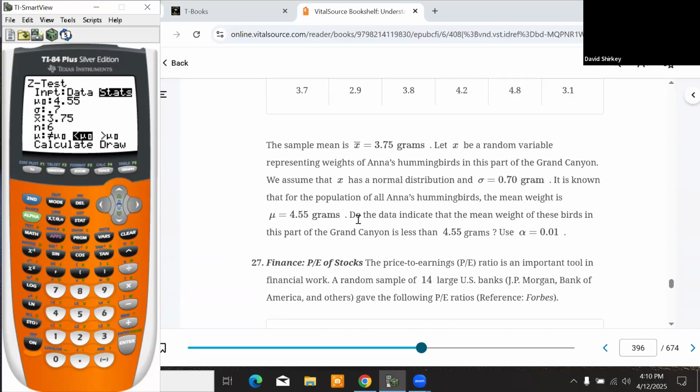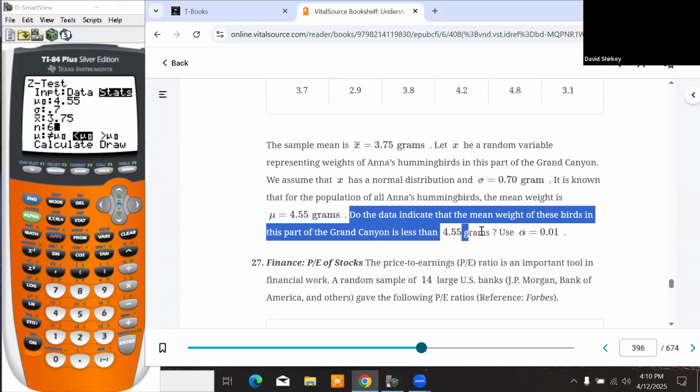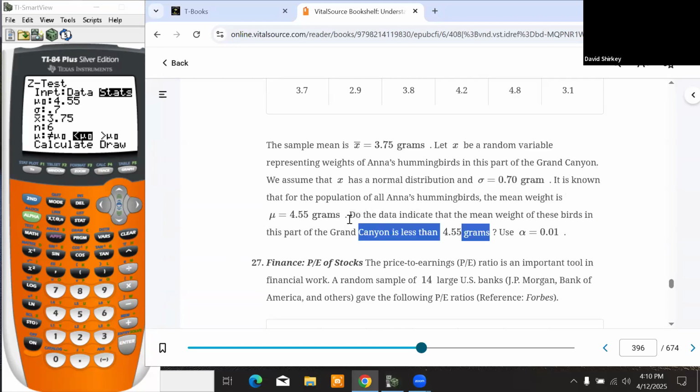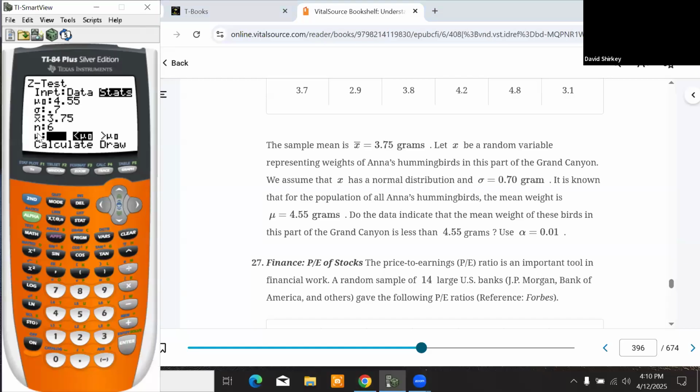And remember that we're looking to see, do the data indicate that it's less than 4.55 grams. So we're doing a left tail test. You're going to arrow down to where it says mu, and then arrow to make sure it says less than mu0, which is a left tail test. You'll press enter, go down to calculate, press enter.